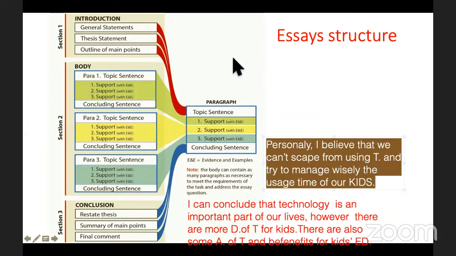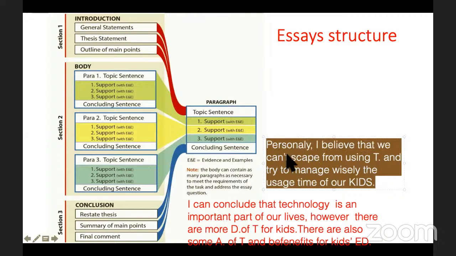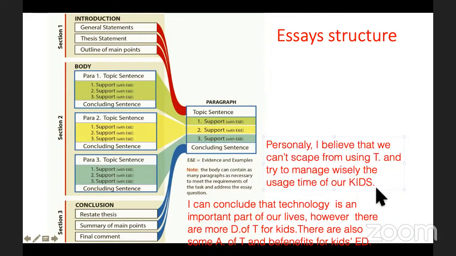So remember, we should try not to be too personal in the body. Usually the last part is where you give a final comment, sometimes also an advice, some type of final idea. Sometimes in a thesis you also do that, no? You give your personal point of view. Something like: personally, I believe that we can't escape from using technology and should try to manage wisely the usage time of our kids of technology, or devices, etc.